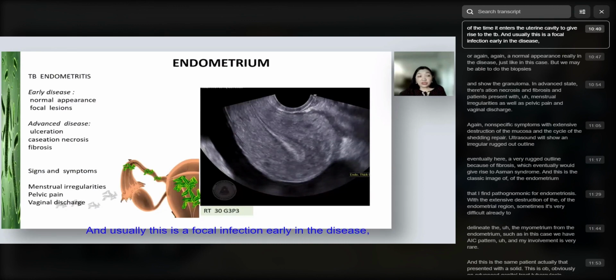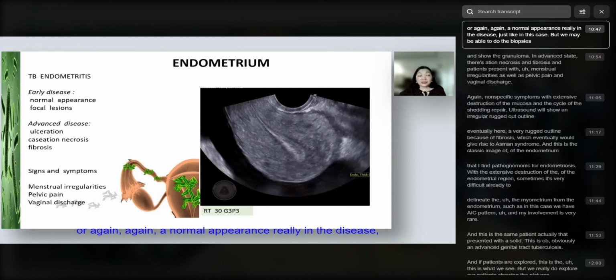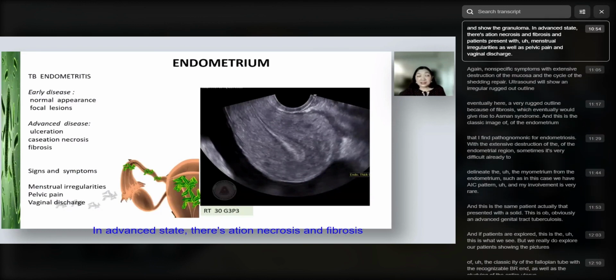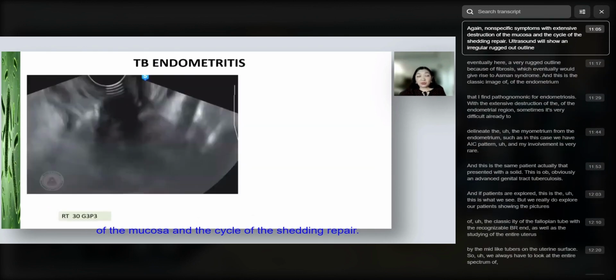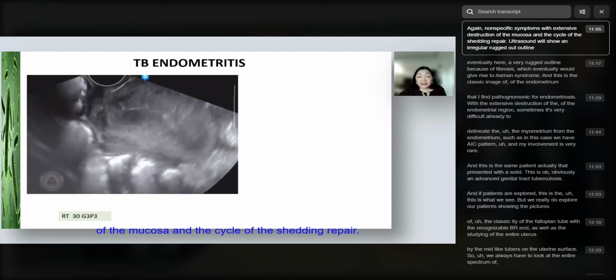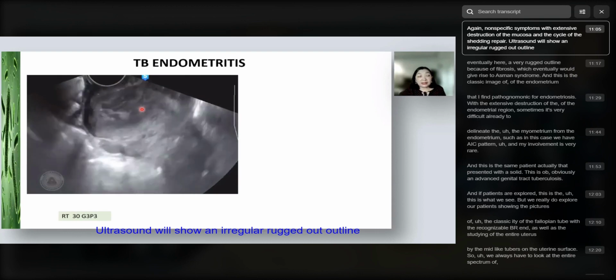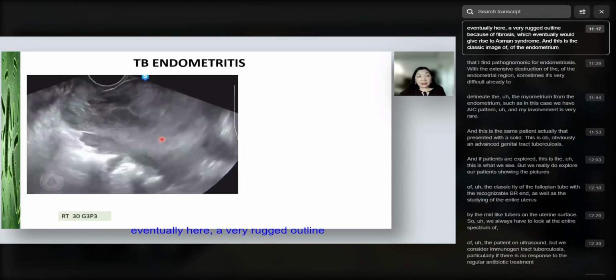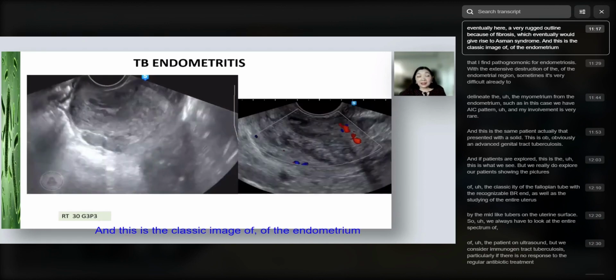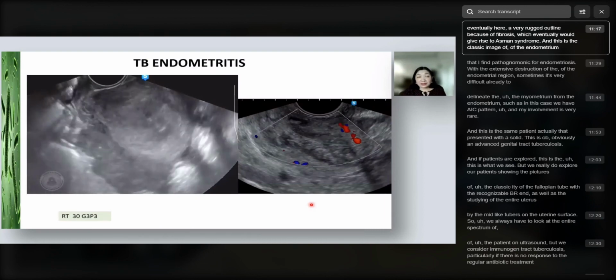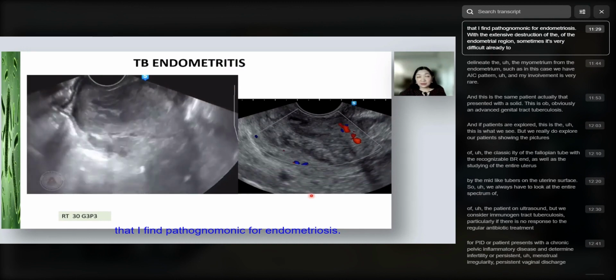And usually this is a focal infection early in the disease, or again, a normal appearance early in the disease, just like in this case, but we may be able to do biopsies and show the granuloma. In advanced stages, there's ulceration, caseation necrosis, and fibrosis, and patients present with menstrual irregularities as well as pelvic pain and vaginal discharge, again, non-specific symptoms. With extensive destruction of the mucosa and the cycle of caseation, shedding, repair, ultrasound will show an irregular ragged outline, eventually here a very irregular outline because of fibrosis, which eventually would give rise to Asherman's syndrome. And this is the classic image of the moth-eaten endometrium that I find pathognomonic for TB endometritis.